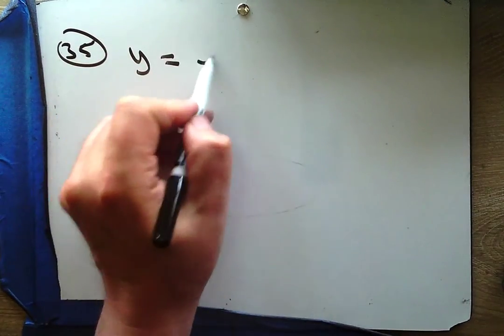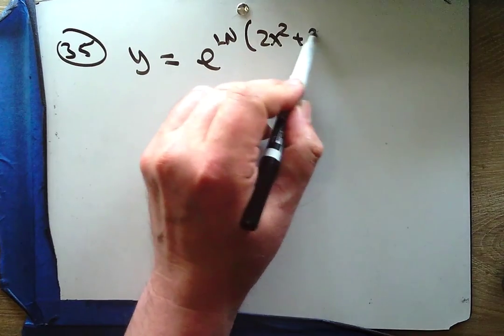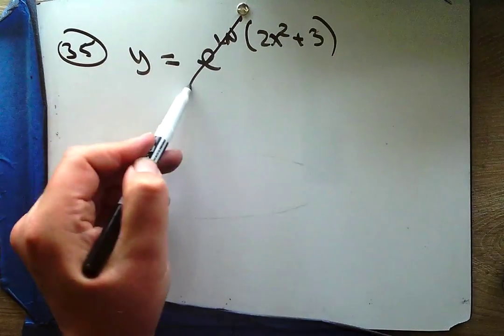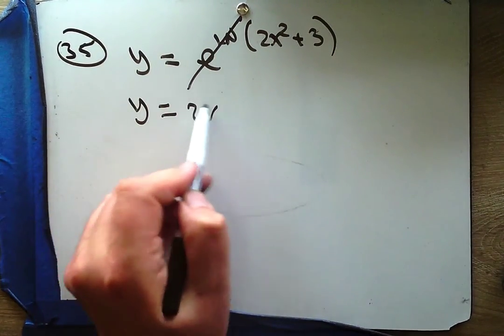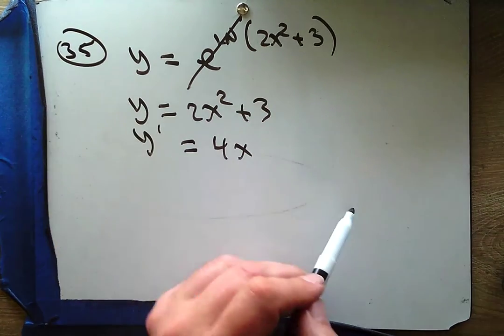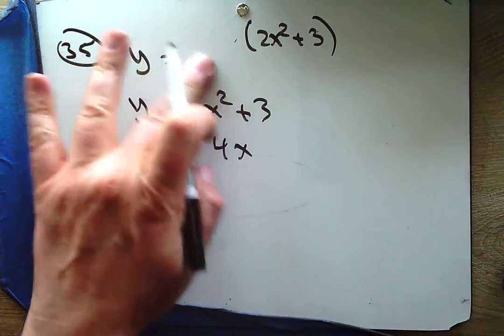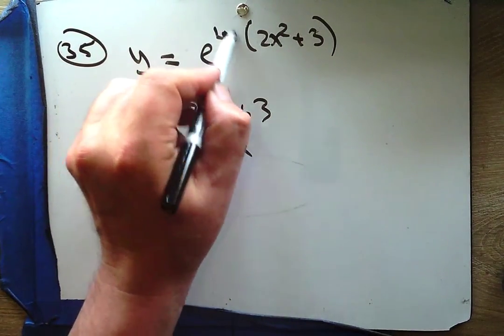35, I got y equals e to the ln of 2x squared plus 3. No, I mean really, these are inverses. They cancel each other out. There's my function, so my derivative should be 4x. Many people, however, will not do that, and they will in fact go the long way. So let's go the long way.